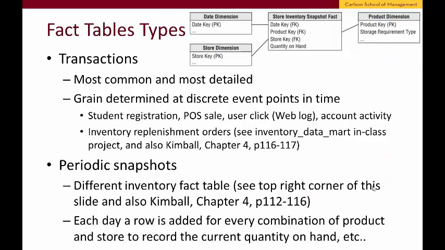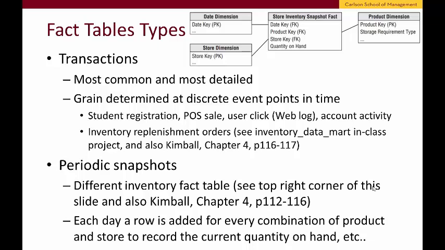The majority of fact tables are used to store transactions such as retail sales, student enrollments, or inventory replenishment orders. The grain is determined at random and discrete points in time, such as an item scanned at a cash register, student enrollment in a class, or triggering of an inventory reorder.